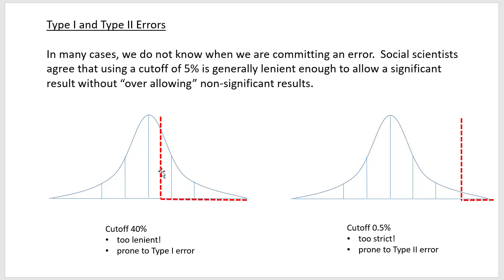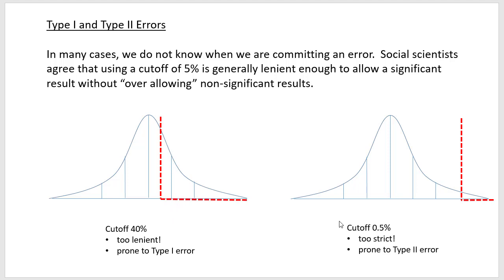Let's say that we used a cutoff of 0.4, which is 40%. That's too lenient because somebody could have a score that is only at 1 standard deviation above the mean, and we would think that that's significant. That's just too lenient. We're going to get what are called type 1 errors, where we would say that we have a significant result when we actually don't.